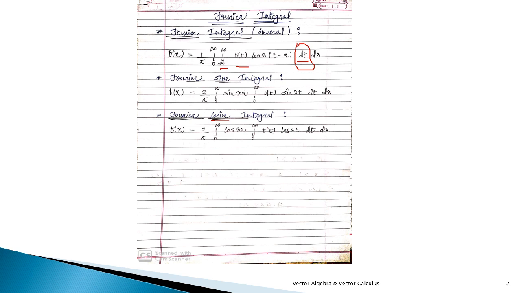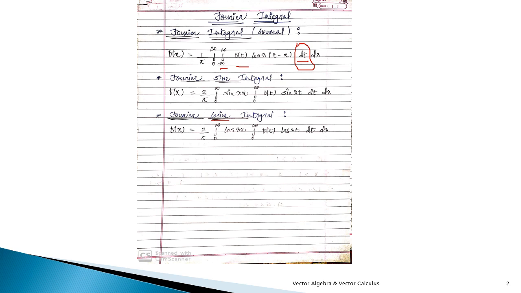Similarly, you can see the other formula I have given, for the Fourier sine integral: f of x equals 2 upon pi. In the general formula it was 1 upon pi, and for the sine integral it will be 2 upon pi. So 2 upon pi, integral from 0 to infinity of sine lambda x, again with another integral from 0 to infinity of f of t into sine lambda t dt d lambda.